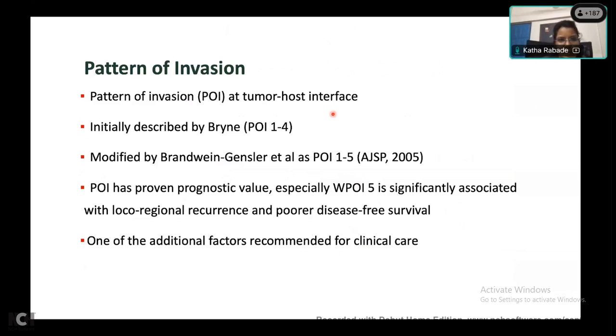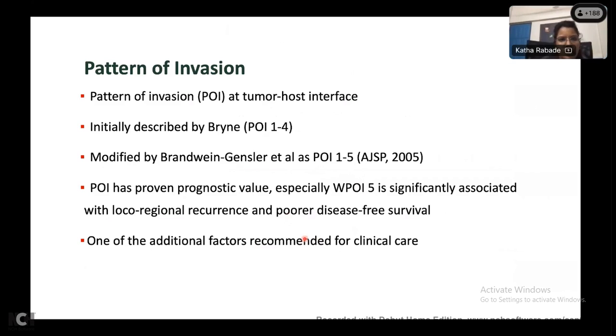Next is the pattern of invasion. Pattern of invasion is seen at the tumor host interface. It was initially described by Bryne as pattern 1 to 4, and it was modified by Brandwein-Gensler as pattern 1 to 5. Pattern of invasion has a proven prognostic value, especially when the worst pattern of invasion is 5. It is significantly associated with locoregional recurrence and poorer disease-free survival. It is one of the additional factors that is recommended for clinical care.